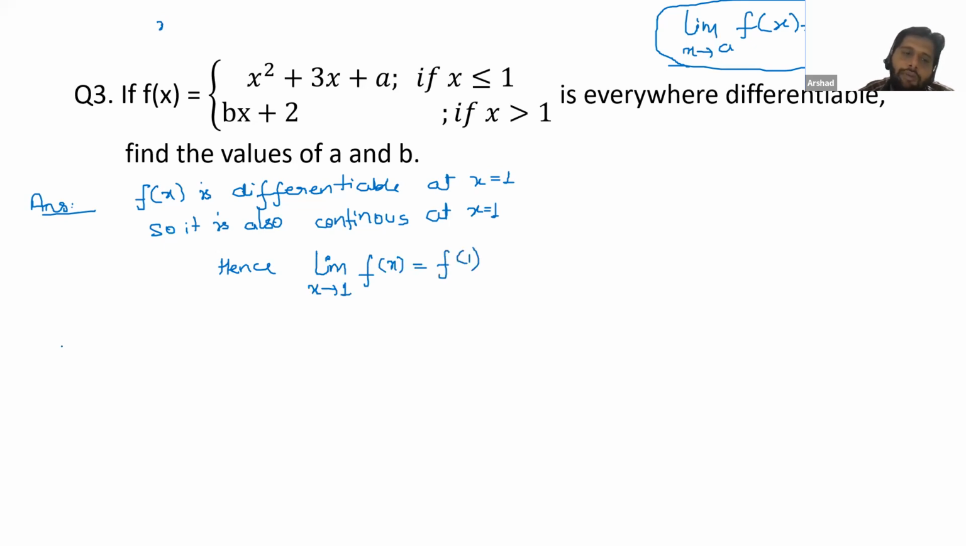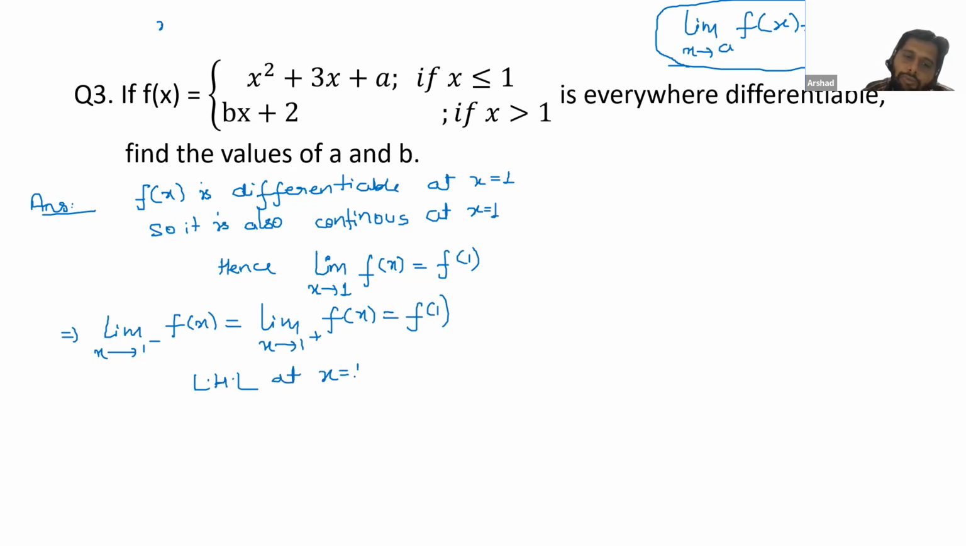Now here we have an inequality, that's why we'll find the left hand limit and right hand limit. This means limit x tends to 1 minus f(x) is equal to limit x tends to 1 plus f(x), which is equal to f(1). Now find LHL at x equals 1. So what will you get here? Limit x tends to 1 minus f(x). For 1 minus, which function will we use, first or second? First one.